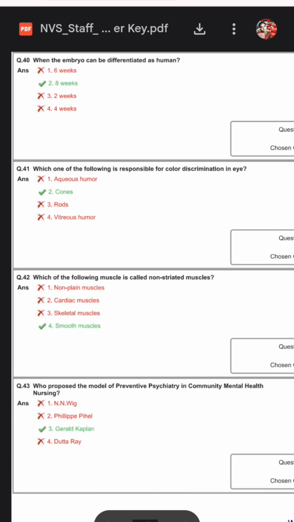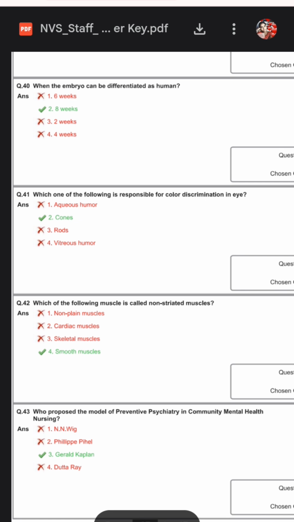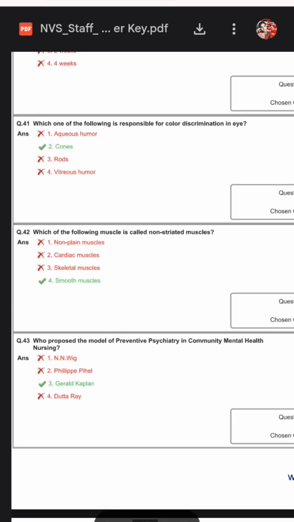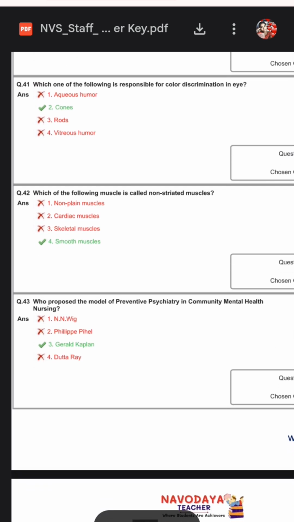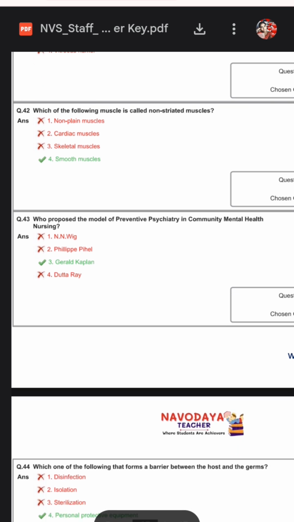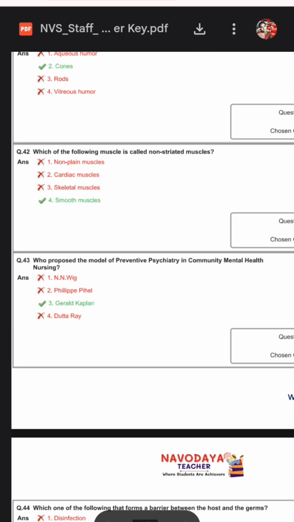Which one of the following is responsible for color discrimination in the eye? The correct answer is cone cells. Which of the following muscles is called non-striated muscle? The correct answer is smooth muscles. Who proposed the model of preventive psychiatry in community mental health nursing? The correct answer is Gerald Kaplan.